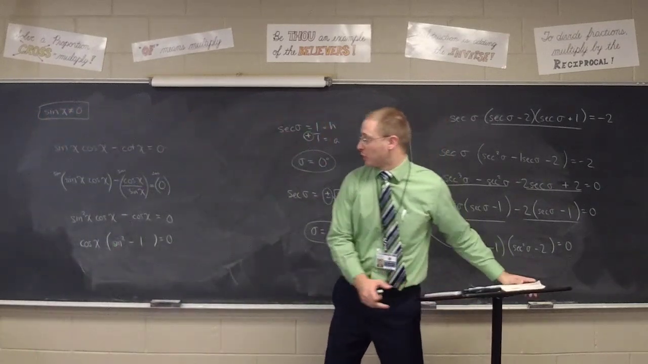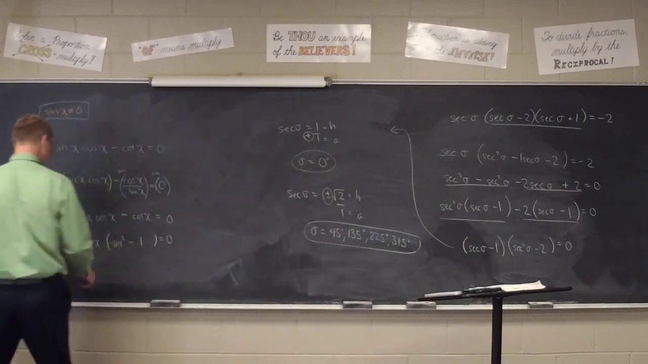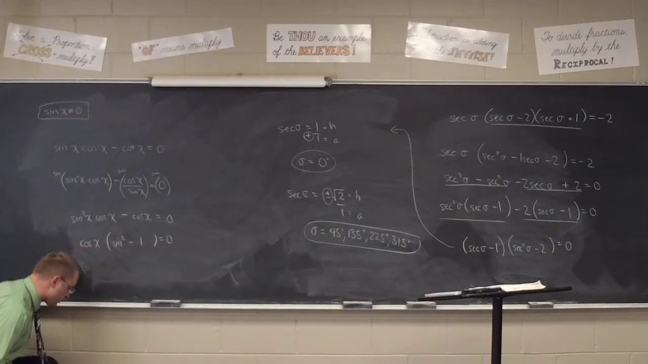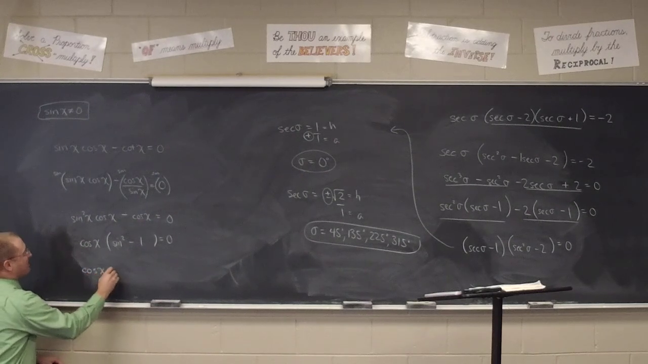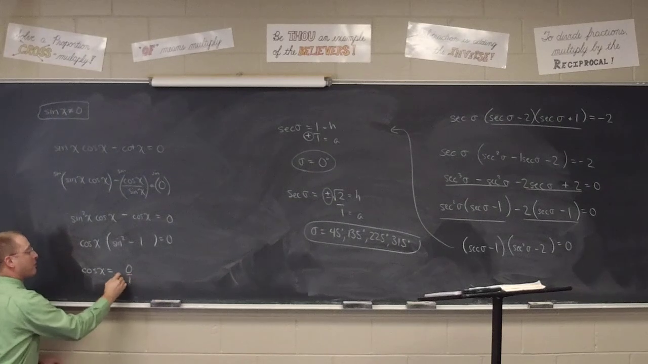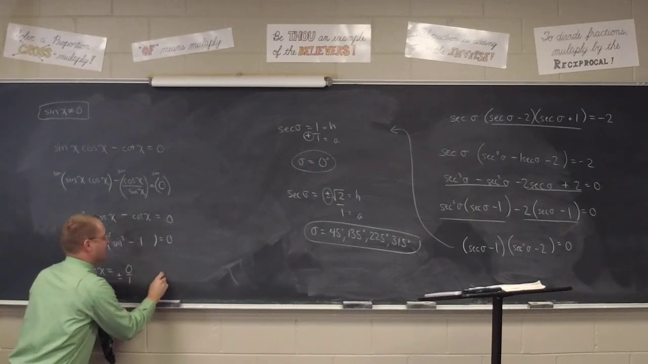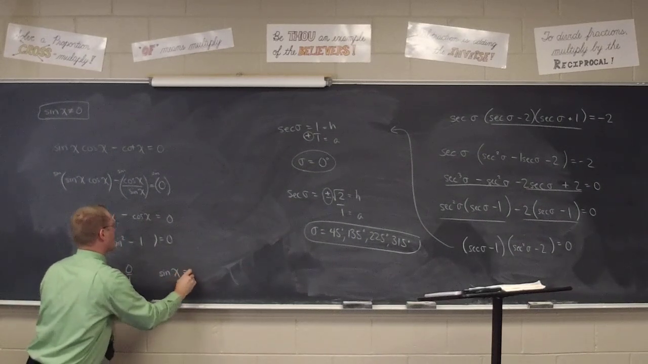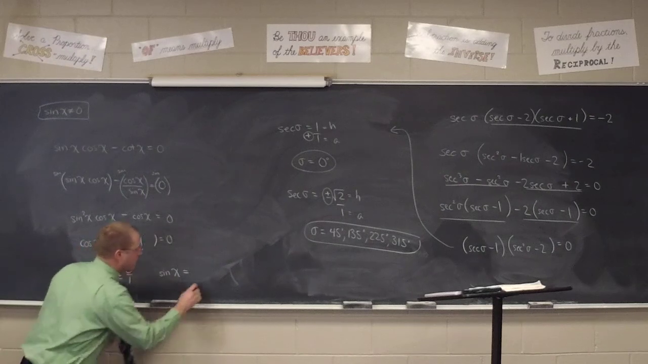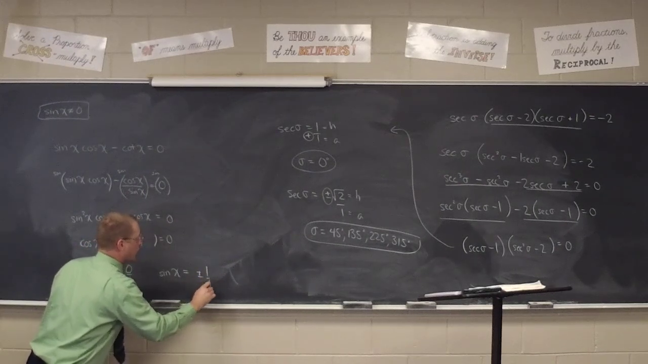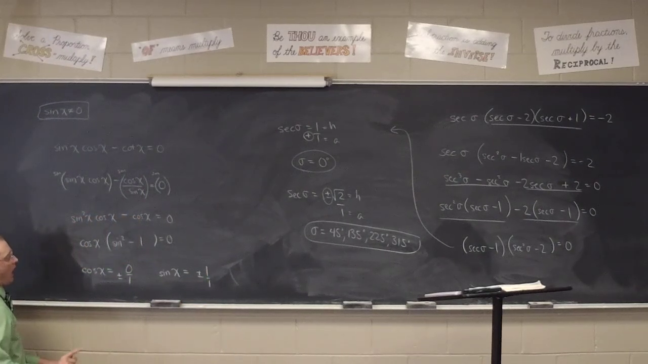All right. So set them each equal to 0, and we'll say that cosine chi equals 0 over 1. I'm going to put the positive negative and say that sine equals, be careful, positive negative square root of 1, which is positive negative 1 over 1.